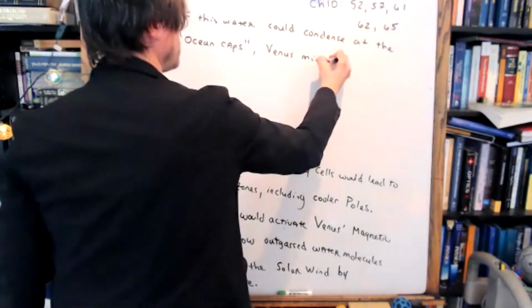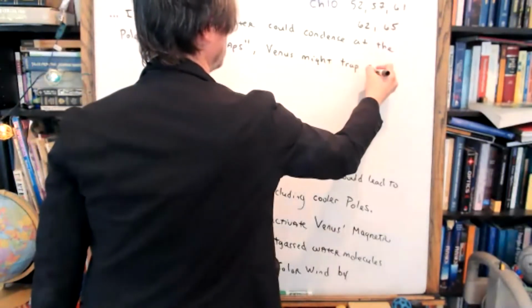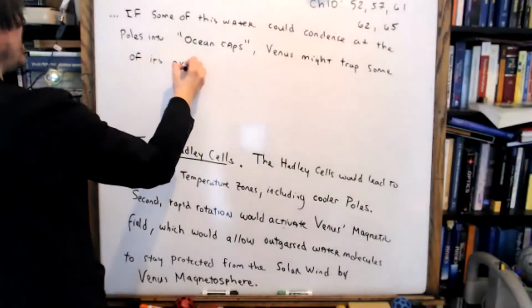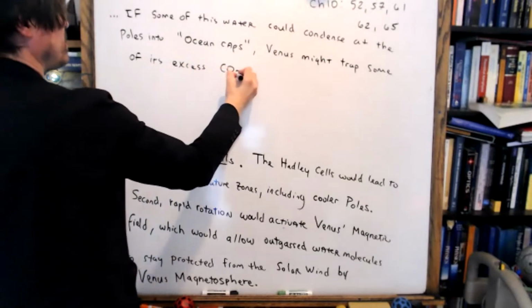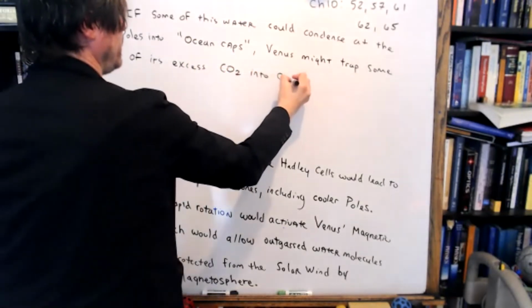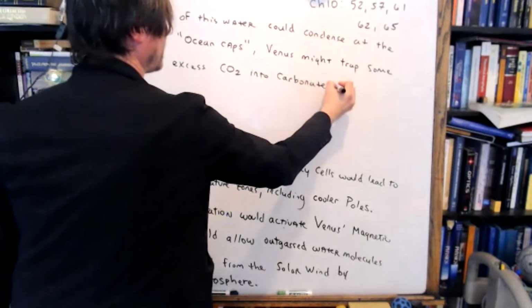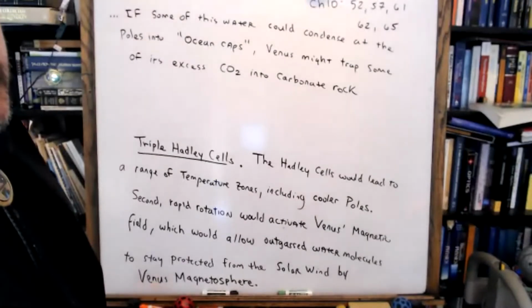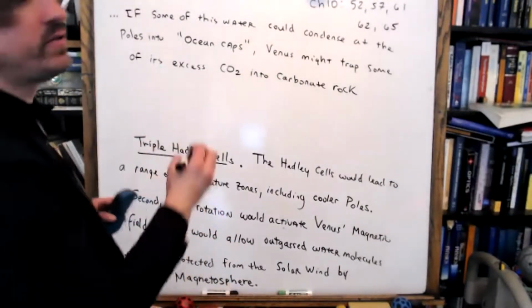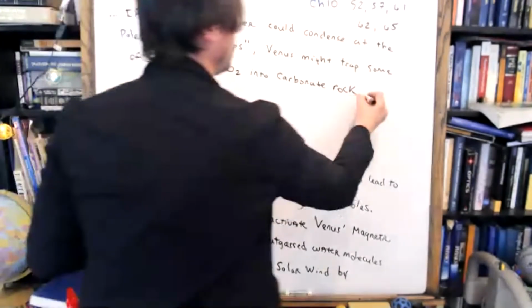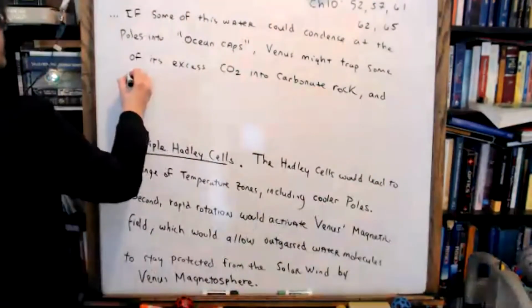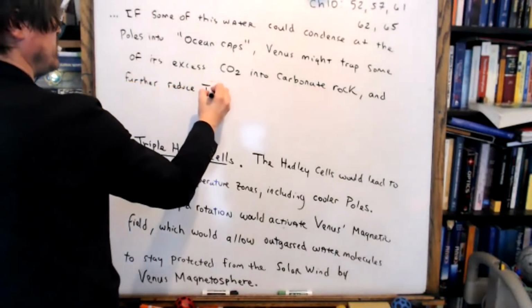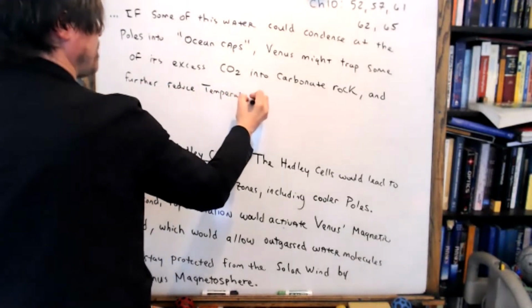Venus might trap some of its excess CO2 into carbonate rock. I'll talk more about carbonate rock in our next lecture. Might trap some of its excess CO2 into carbonate rock and further reduce temperatures.